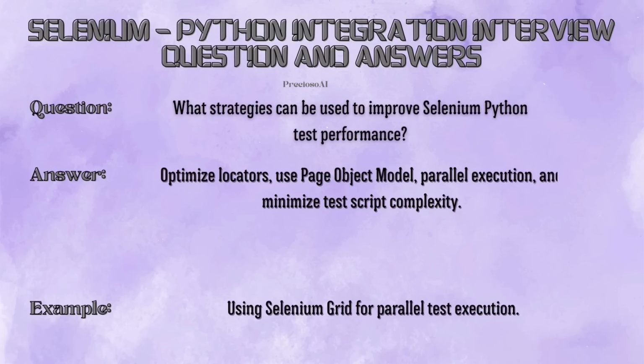Next question is: what strategies can be used to improve Selenium Python test performance? And the answer is optimize locators, use page object model, parallel execution, and minimize test script complexity, for example using Selenium Grid for parallel test execution.